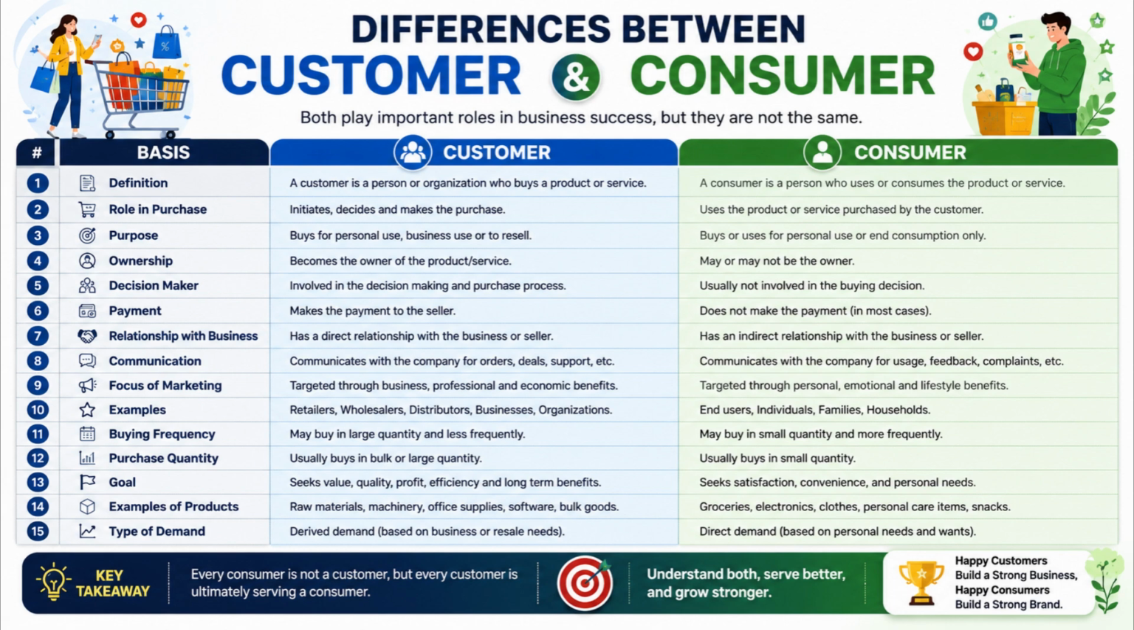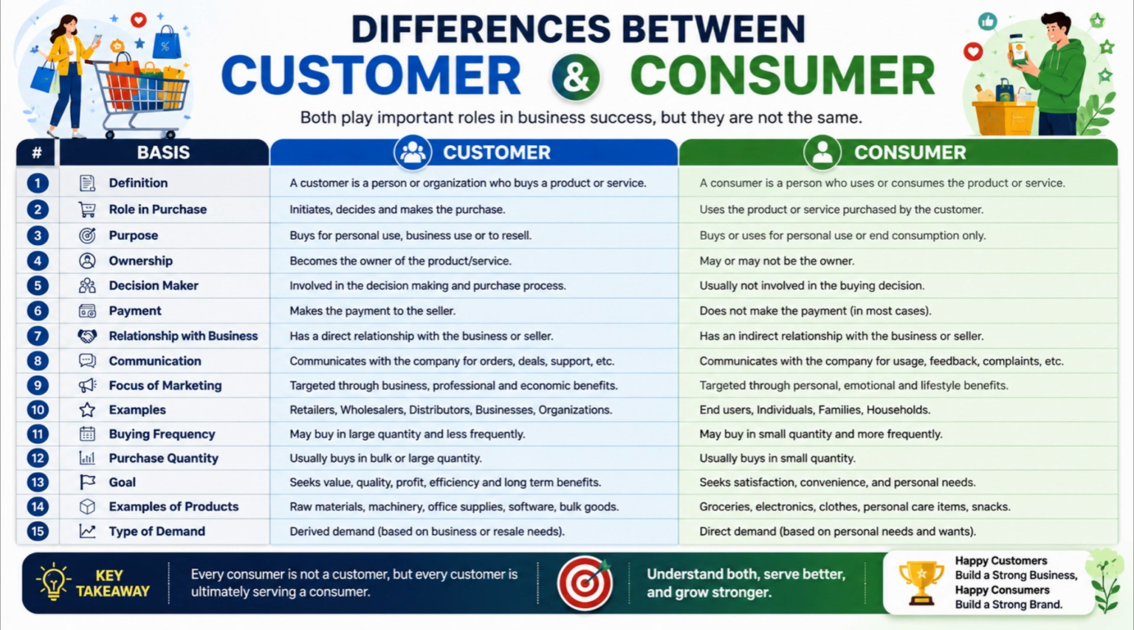Number 5. A customer is directly involved in the buying and payment process, whereas a consumer is usually not involved in making the payment. Number 6. A customer pays money to the seller for the product or service, whereas a consumer often uses the product without making the payment personally.